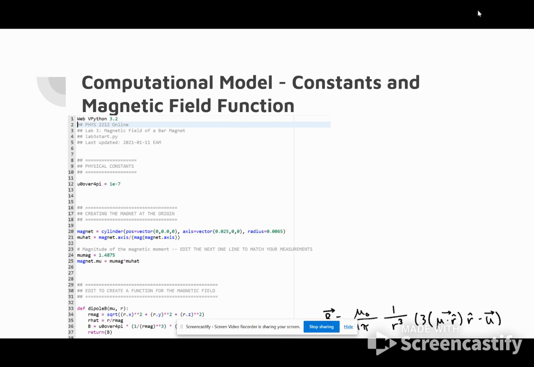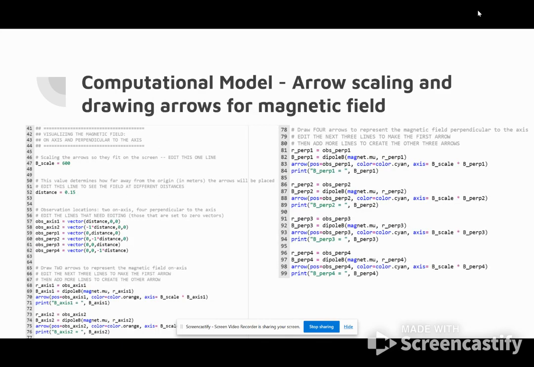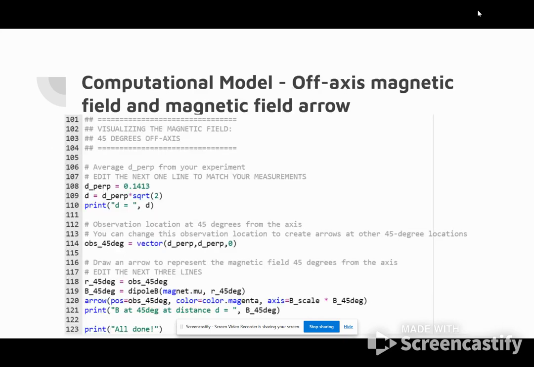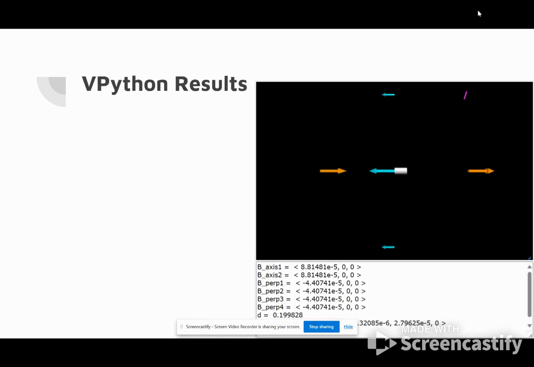So for our computational model, we have our constants in our magnetic field function that we established. And then here's where we dealt with our arrow scaling and drawing arrows for the magnetic field. And then in the final part, we created the off-axis magnetic field and magnetic field arrow. And here's what the VPython result was.